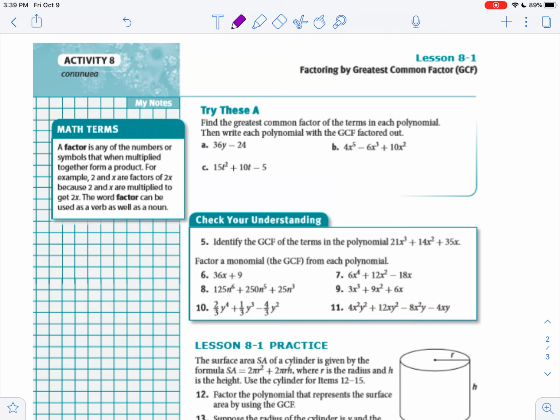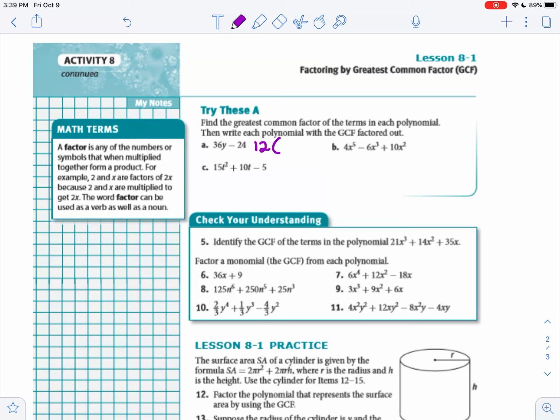So our first expression, we have 36y minus 24. We want to think of the biggest number that can divide into both of those terms. So we would hopefully see that it's 12. There are other numbers that divide into 36 and 24, but we want the greatest. And so 12 is the greatest.